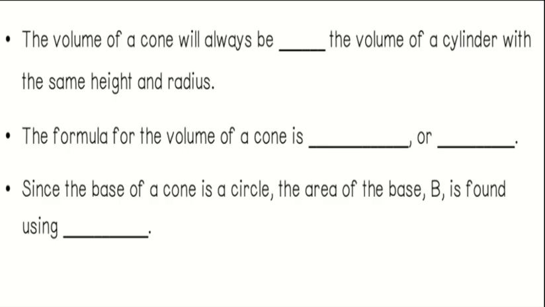So for the notes here, the volume of a cone will always be 1/3 the volume of a cylinder. Multiplying by 1/3 is the same as dividing by 3, okay? That's if they have the same height and the same radius. The formula for the volume of a cone is, we got the big base times height divided by 3.